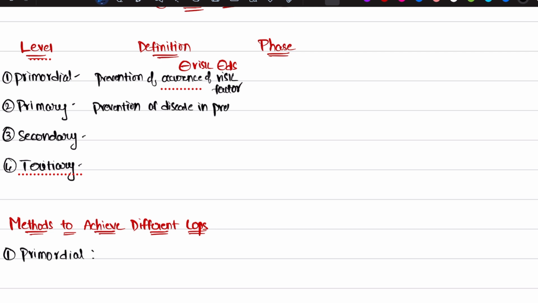In presence of risk factor. Let's write it here. See, here risk is present but disease is absent in the primary.